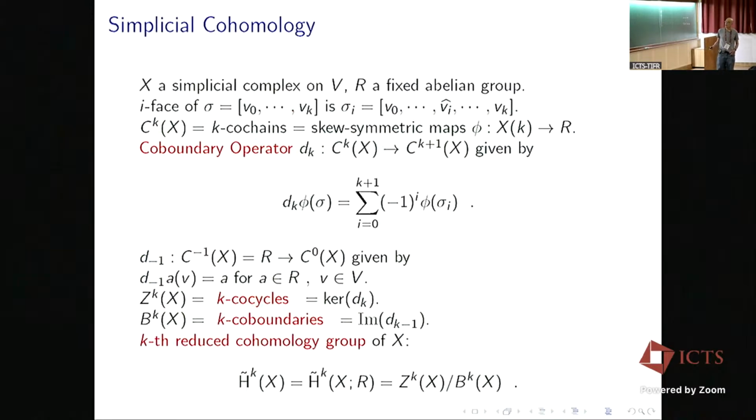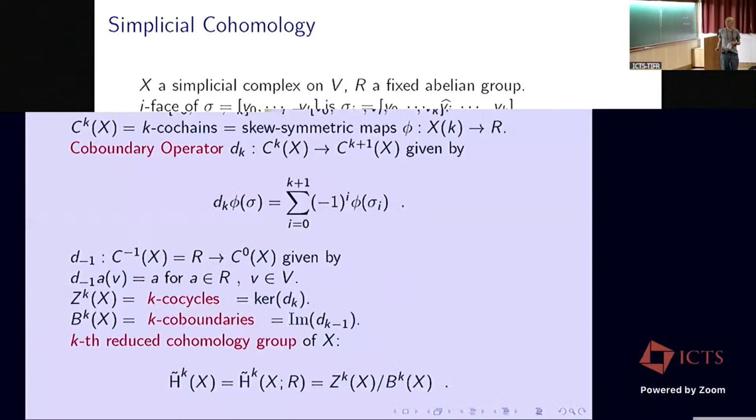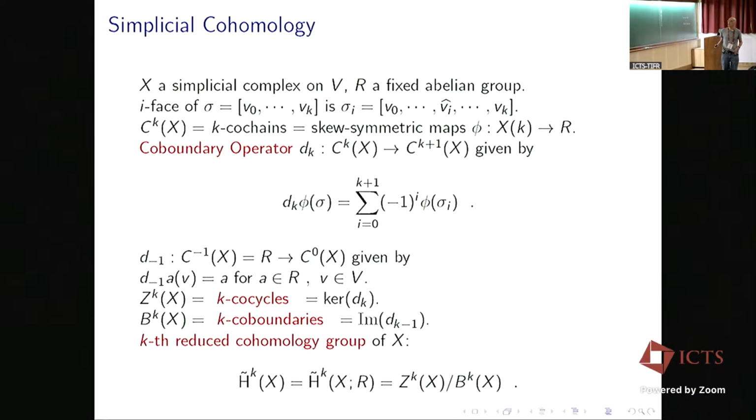Okay, so first we need the generalization of lambda 2. I actually believe that everything was covered in the last week, but I'm not sure, so we'll go over it very quickly. Suppose we have a simplicial complex X and some fixed abelian group. We denote by C^k of X the space of k-cochains. Let's take R to be the reals, but it doesn't matter at this point. So C^k is the skew-symmetric maps from X^k, where X^k is really the k-simplices.